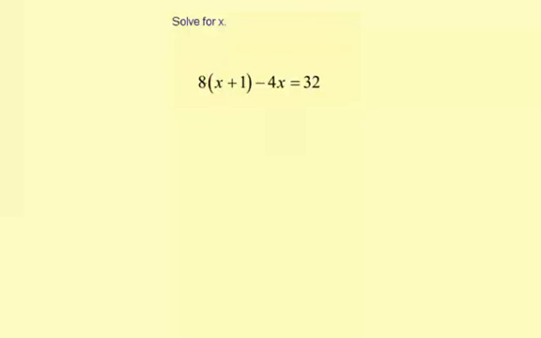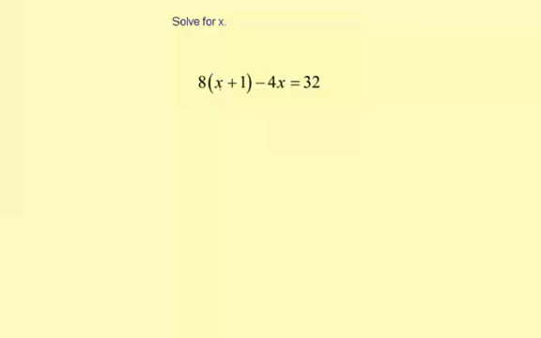I can see that I have an 8 outside. It's factored out of the x plus 1. So one option would be to multiply through and distribute the 8. And I also have this negative 4x out here by itself, and then equals 32. So two different ways I could proceed. One way would be to distribute the 8 and then simplify from there. The other way would be to divide both sides by 8. So everything would be divided by 8, the x plus 1, the negative 4x, and the 32.